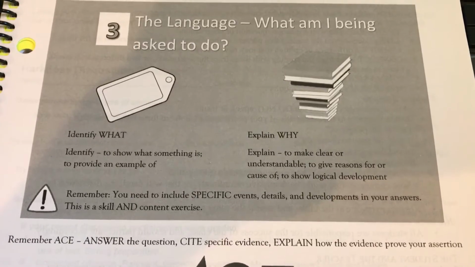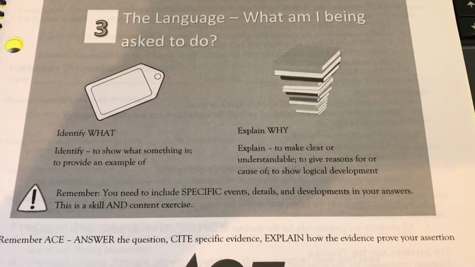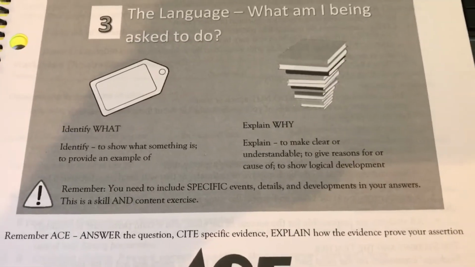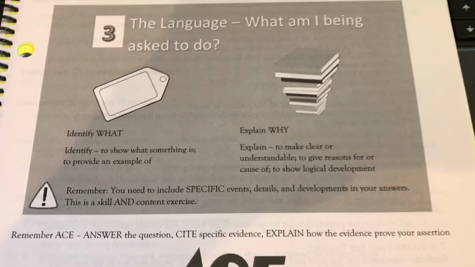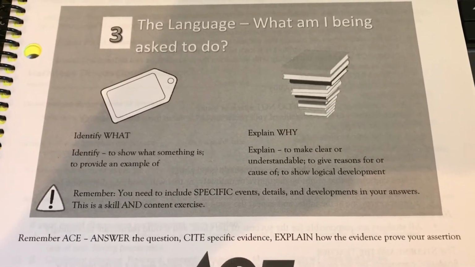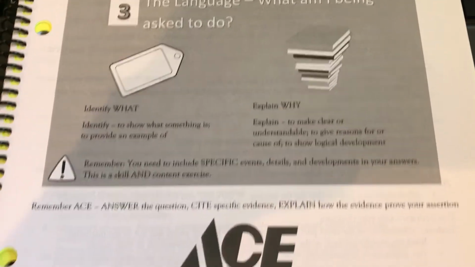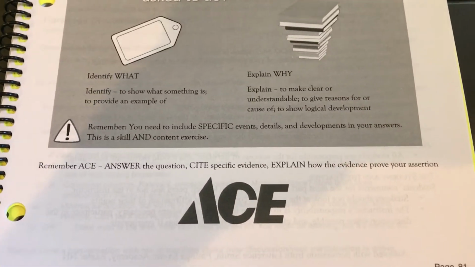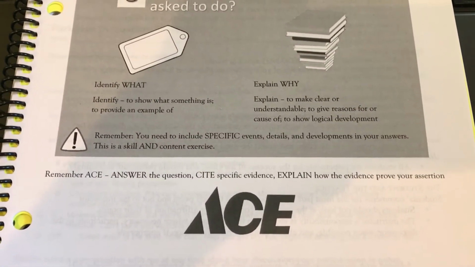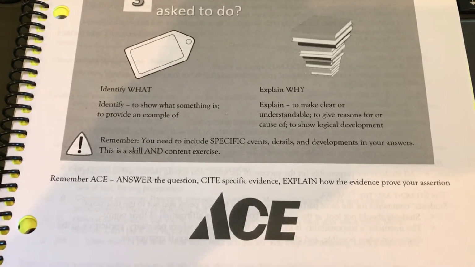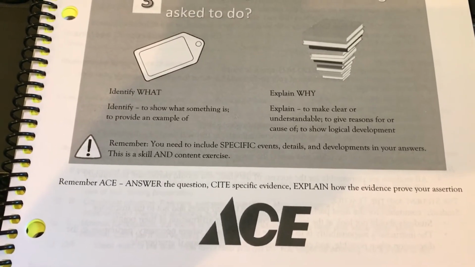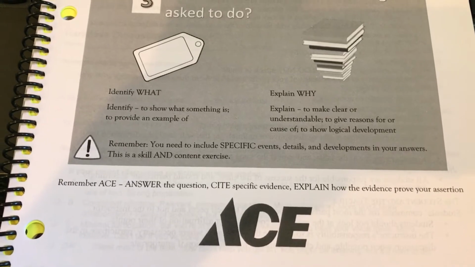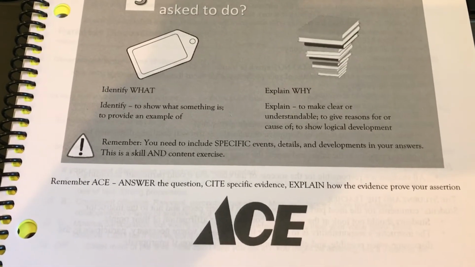And if that sounds vague to you, I think the example that I'll give you in a moment here should clarify it. So, as best as possible, including specific events, details, and developments is going to be really helpful for you. And down at the bottom, there's a little acronym to help you remember. It's ACE. So you answer the question, you cite specific evidence, and you explain how the evidence proves either your assertion, or in this case, actually, proves a historian's assertion.